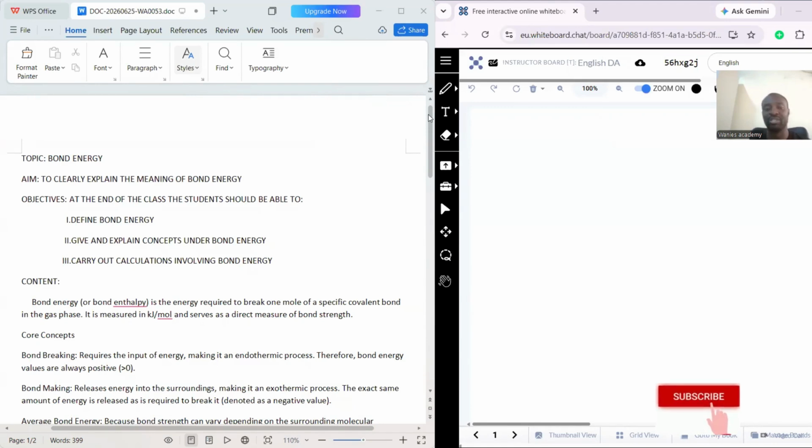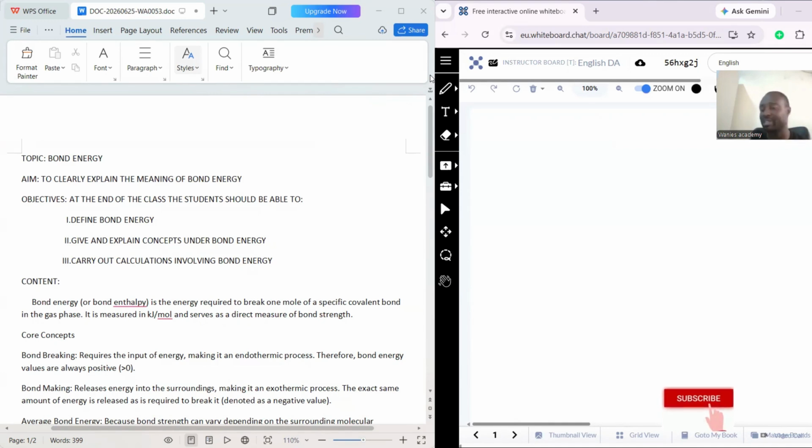In our chemistry class today, we have another topic to consider, and that topic is bond energy. The aim for this class is to clearly explain the meaning of bond energy. I also have objectives outlined for this class.